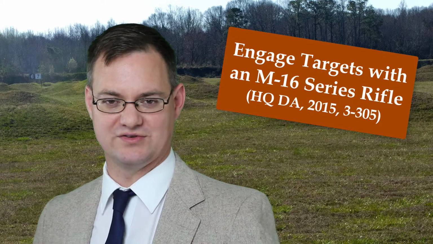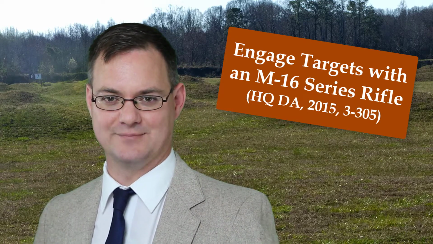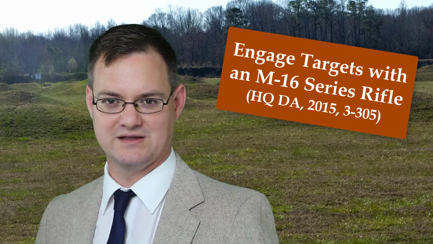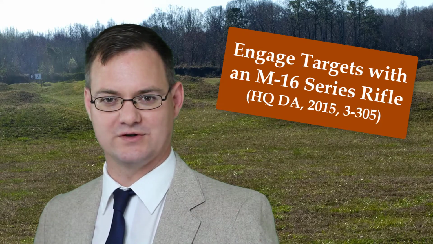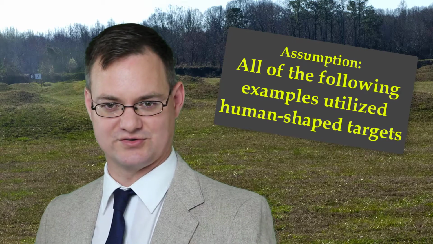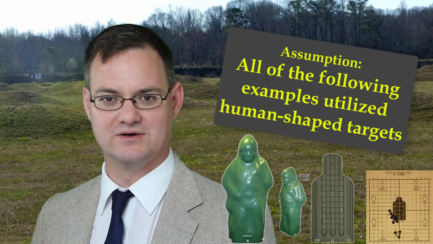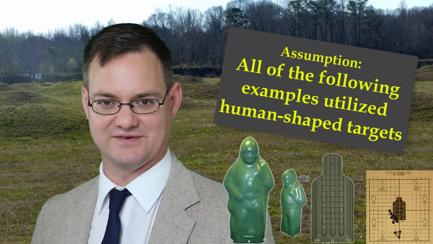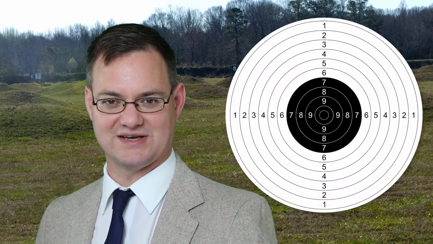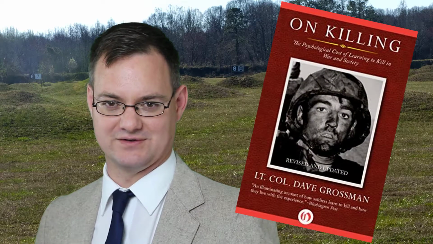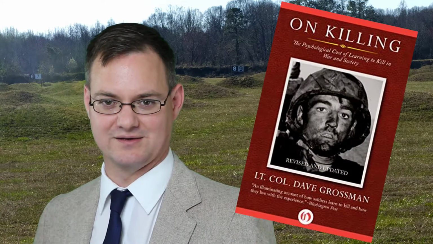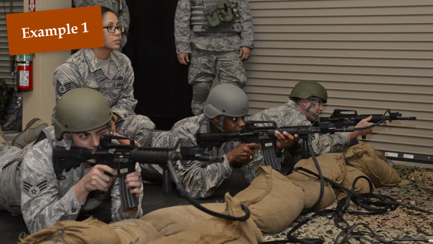The example we'll use is engaging individual targets with an M16 series rifle. In all three of the following examples, we're going to assume that the soldiers or service members are engaging human-shaped targets. This is critical to develop realism to the modern battlefield. If you would like more information on the impact of switching from a bullseye target to a human-shaped target on the use of weapon systems on a battlefield, I suggest you read the book On Killing by Dr. Grossman. The picture displayed on screen is the first example I have for you.